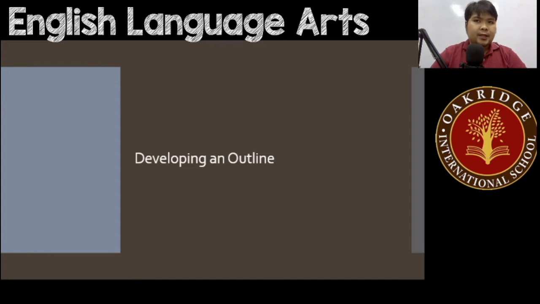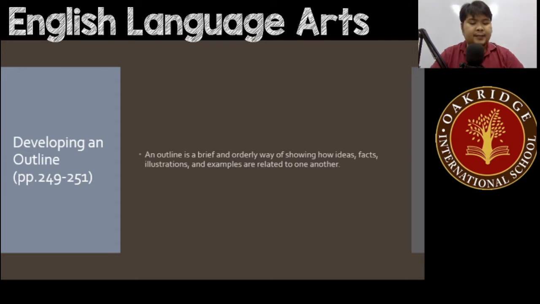So when you're writing, usually it's very difficult or challenging to organize all of your thoughts, right? One way to do this properly is to develop or create an outline. What's an outline first? An outline is a brief and orderly way of showing how ideas, facts, or illustrations and examples are related to one another.